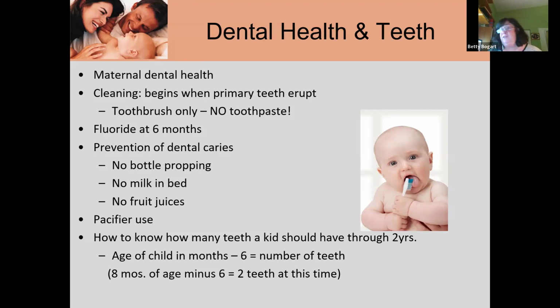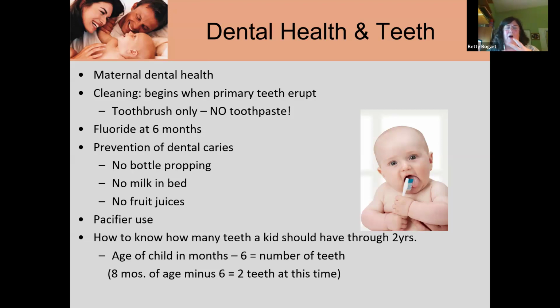Fluoride can be introduced if it's not in the water supply, etc., at 6 months old. We don't use toothpaste. We just use a nice soft toothbrush, even a warm washcloth, just rinsing off the teeth before bed, because in bed there should be no milk, no fruit juice, no nothing. They could choke on their own bottles, and we don't want that, okay? They shouldn't be able to prop their bottles.